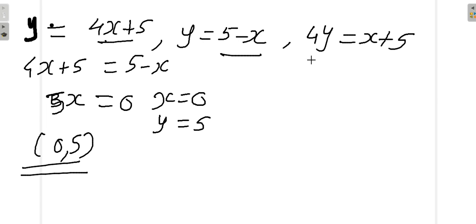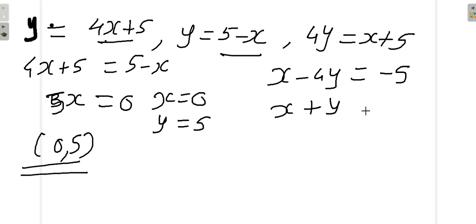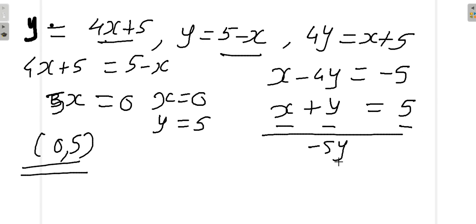Let us solve these two equations. That gives you y is equal to 2. And if you put y equal to 2, you will get x equal to 3.